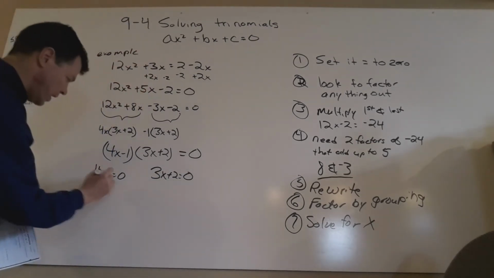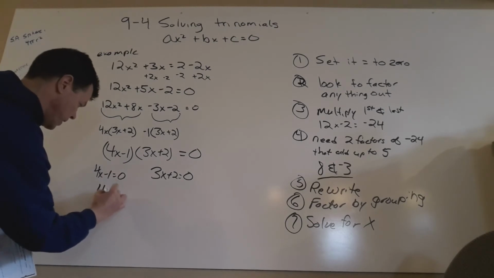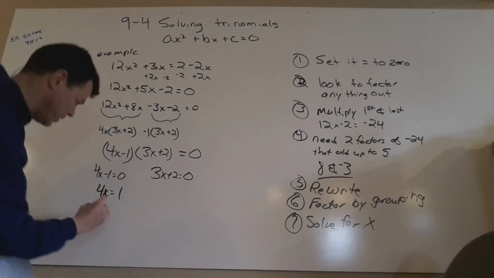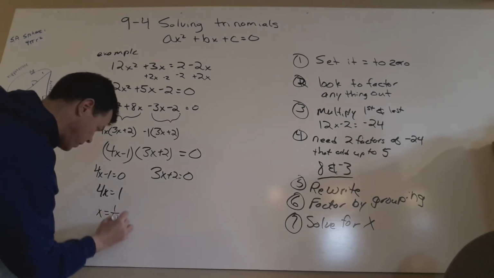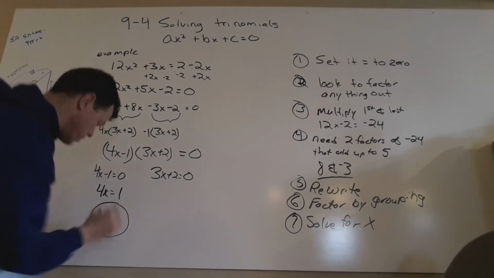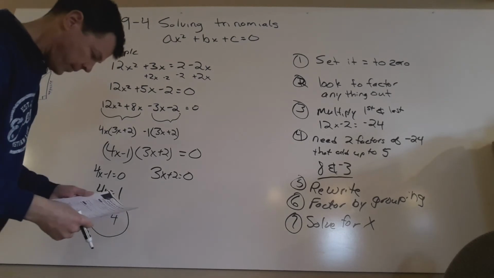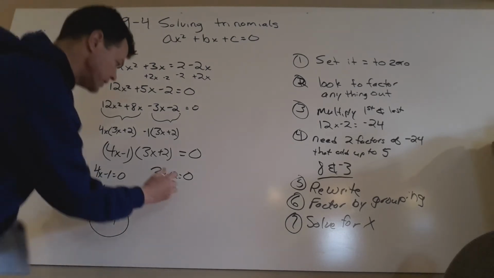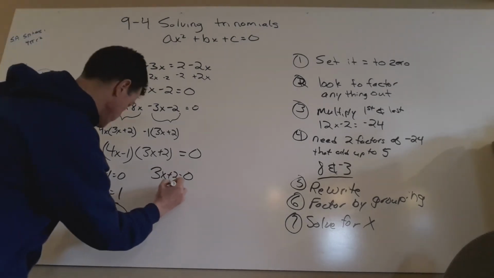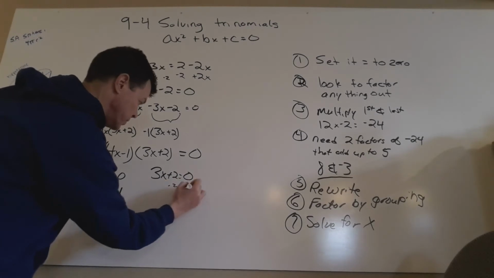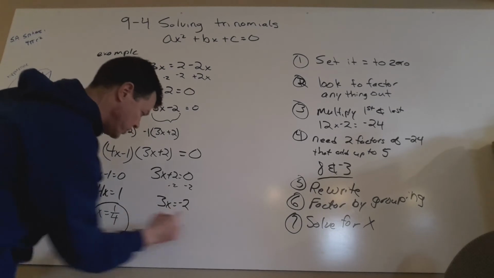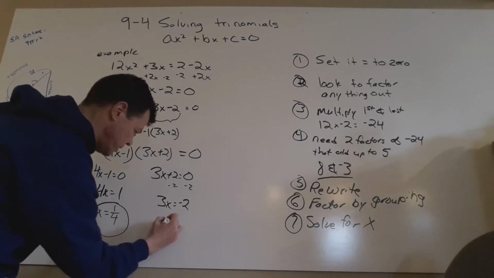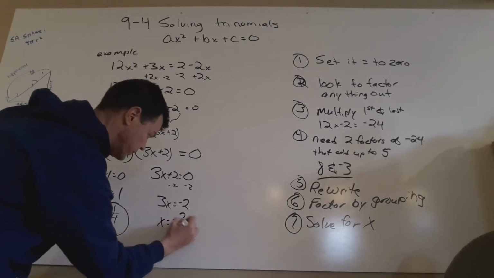Solve for x. Add 1, so you have 4x equals 1. Divide by 4, x equals 1/4. Most of these are going to be fractions. And then on this side, subtract 2 from both sides. So you get 3x equals negative 2. Divide by 3, x equals negative 2/3.